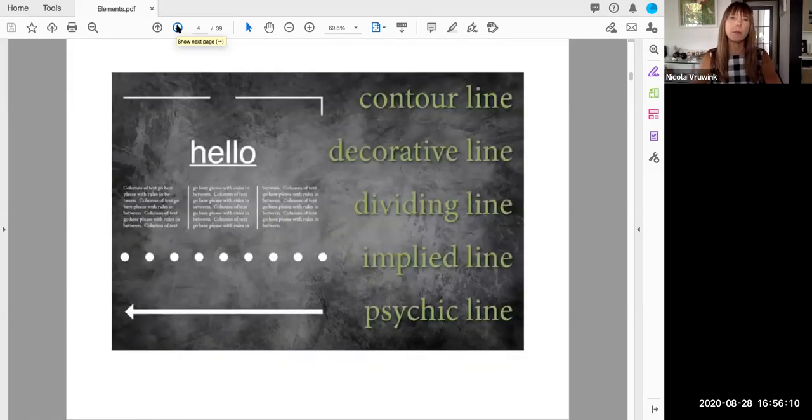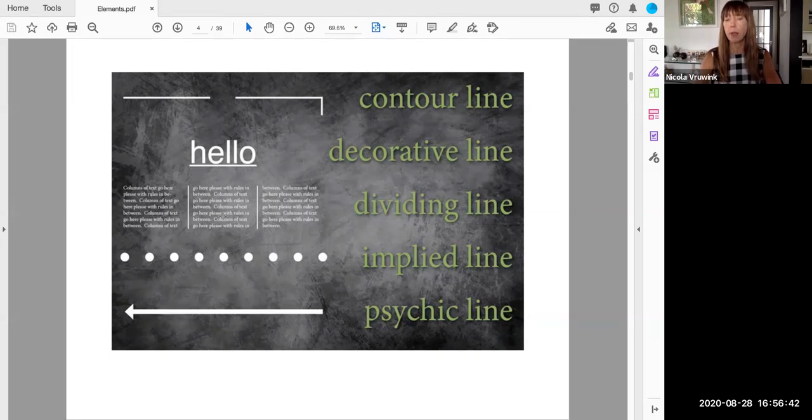And there are different types of lines. We have the contour line, which is the line that goes around the outside of something. We also have decorative lines, and these are generally unnecessary, but they serve a purpose, such as this hello with the underline. It's drawing attention to it. It's emphasizing it. We also have dividing lines, and these help us break apart or contain together different elements. So here we have these lines between these rows or these columns of text, right? So it's telling us where one column ends and where the next one starts.